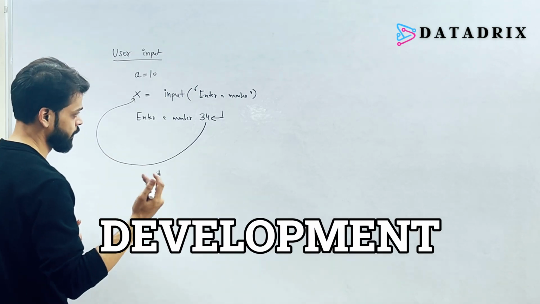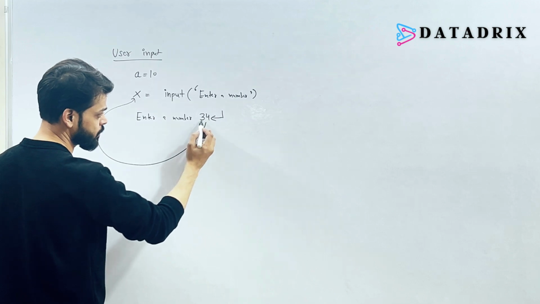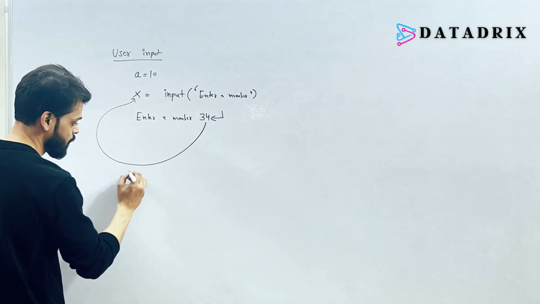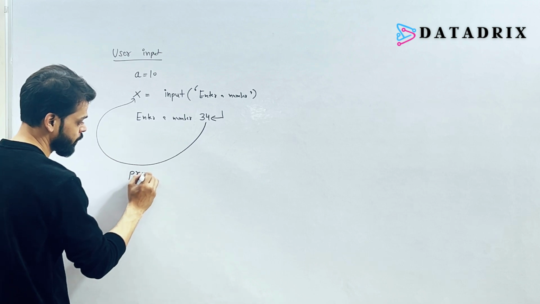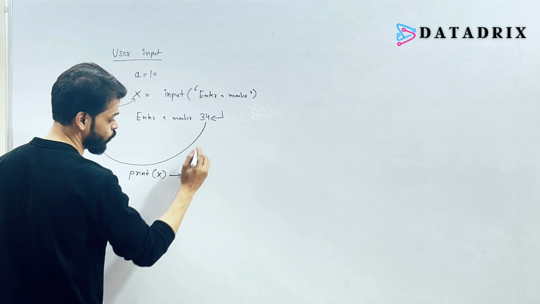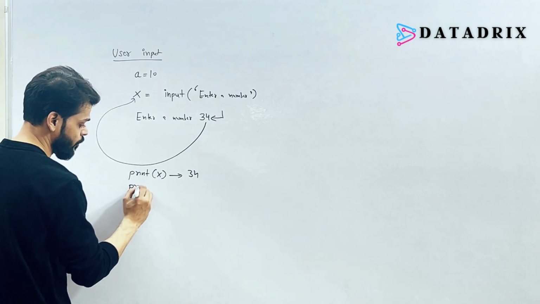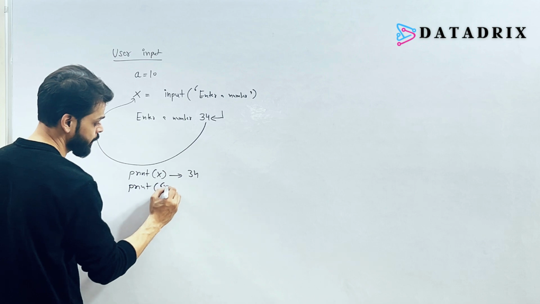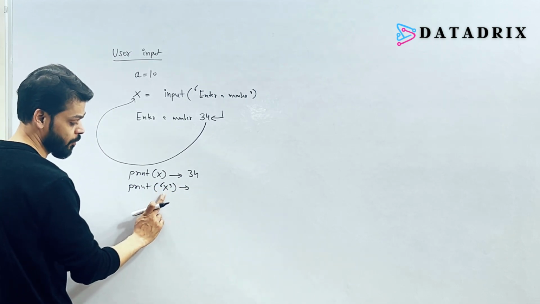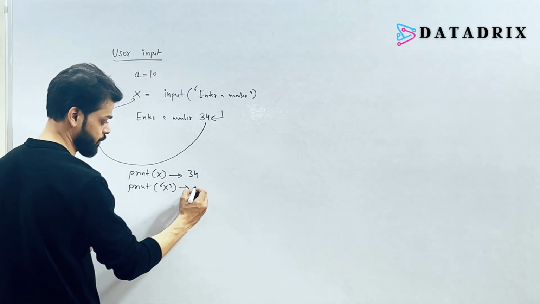Now let's understand what exactly will happen. When you press the enter button, this 34 will get stored into this variable x. Now, if I'm going to print the value of x, this will give me 34. But make sure, if I'm going to write x in this form, now what will happen? This is a string. This is not a variable. So in this case, it will print the x as it is.